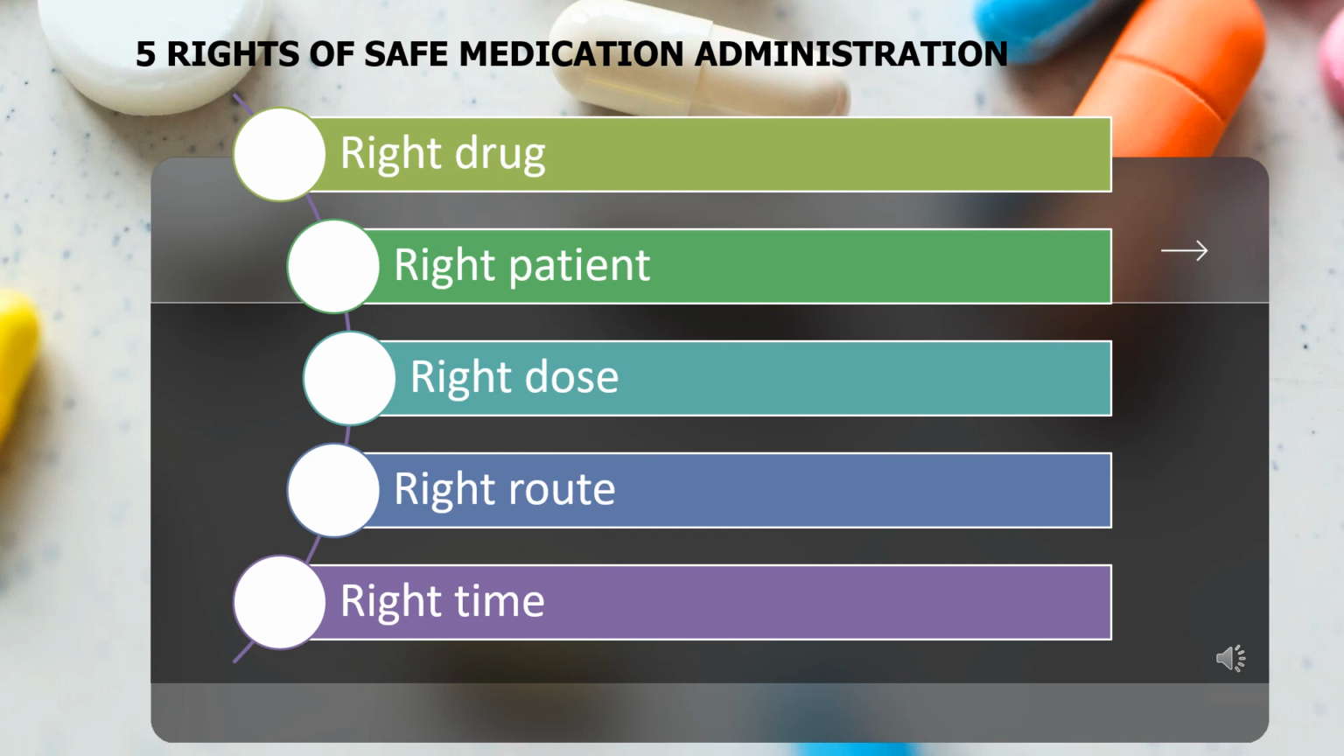There are 5 rights of safe medication administration which can help practitioners avoid medication errors. The first one is right drug, right patient, right dose, right route, and the right time.